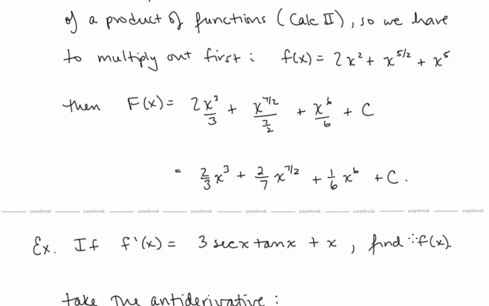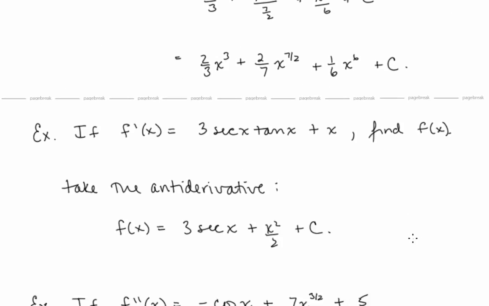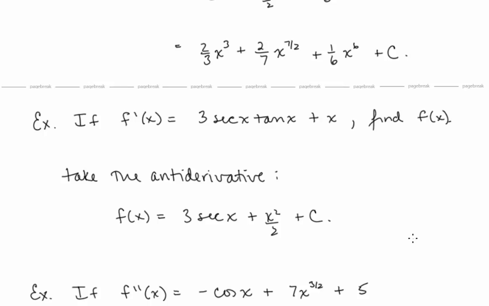Let's take a look at the next one. Now we're doing the same thing here, but the notation is a little bit different. Now we're saying f prime of x is 3 secant x tan x plus x. Find the original function f of x. So it's the same thing here. We're taking the antiderivative. But instead of calling this one little f and this one capital F, now we're calling this f prime and this f. But again, the process is just the same.